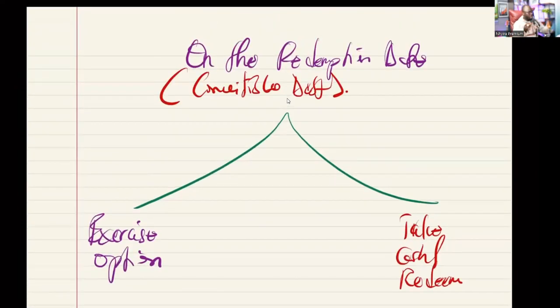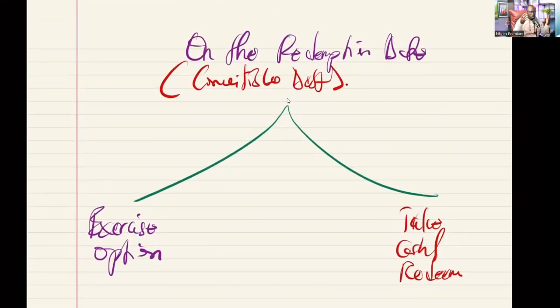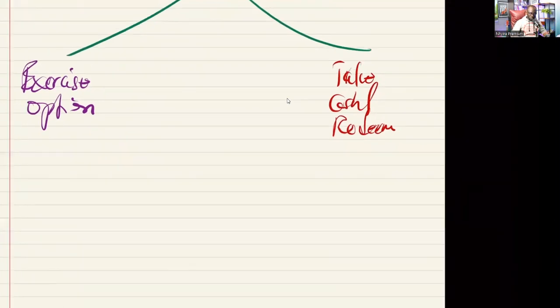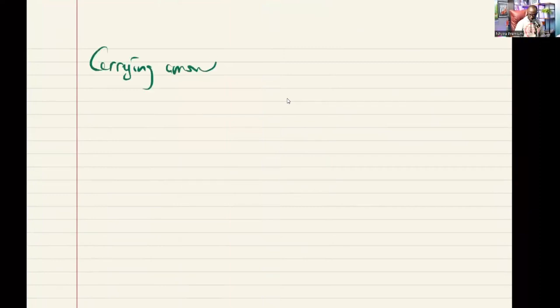So on redemption date, for convertible debt, there are two options available. Either they will exercise or they will take their cash. But whether they exercise or take their cash, how much do we owe them? So let's look at the carrying amount of the bond on redemption.